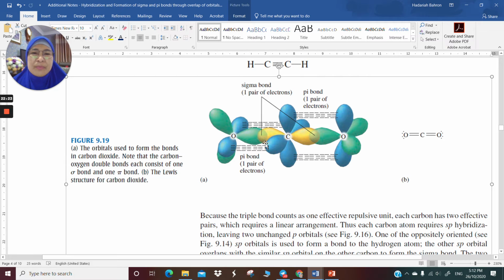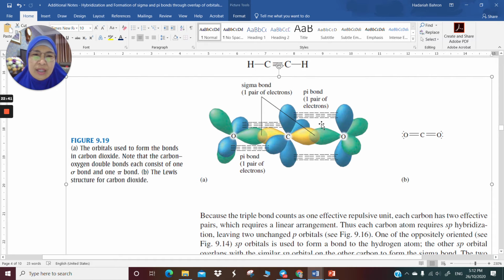This is your sp on carbon, the yellow. The green are your sp2 on oxygen. You have the overlap head to head, green and yellow, to make a sigma bond. Overlap side to side between the blues.